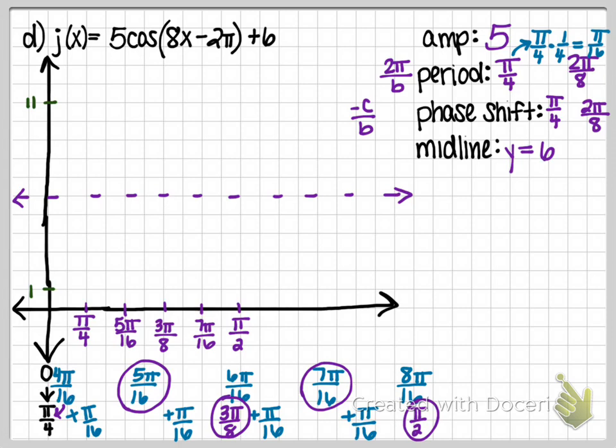Alright, so I am graphing cosine. So cosine normally starts at a maximum. So over here at pi over 4, I will start with my maximum at 11. And then I'm at the midline. So I'm at the midline at 5 pi over 16. Then I have a minimum if I follow out my pattern. Then I'm back at the midline. Then I have a maximum. Not the prettiest thing in the world, but I'll take it.